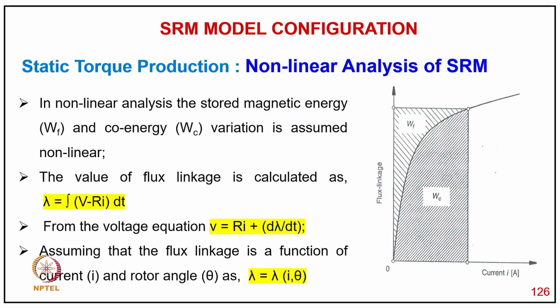So now we come to static torque production in nonlinear analysis. As you can see here, with saturation you have a flux versus flux linkage characteristic, where the co-energy and stored energy are shown as WC and WF. In nonlinear analysis, the stored energy WF and the co-energy variation are assumed nonlinear. So the value of flux linkage is calculated as lambda equal to the integration of V minus Ri dt, from the voltage equation V equal to Ri plus d lambda upon dt, assuming that the flux linkage is a function of current and rotor position. So lambda is a function of i and theta.